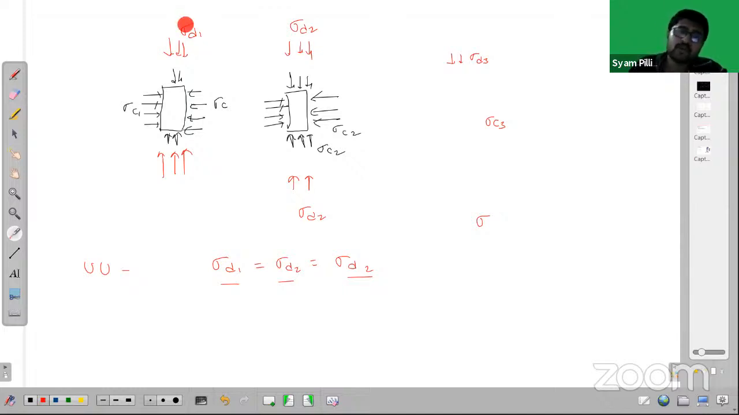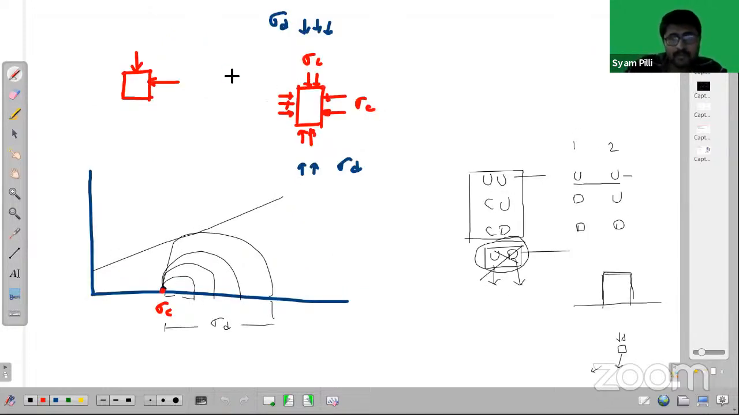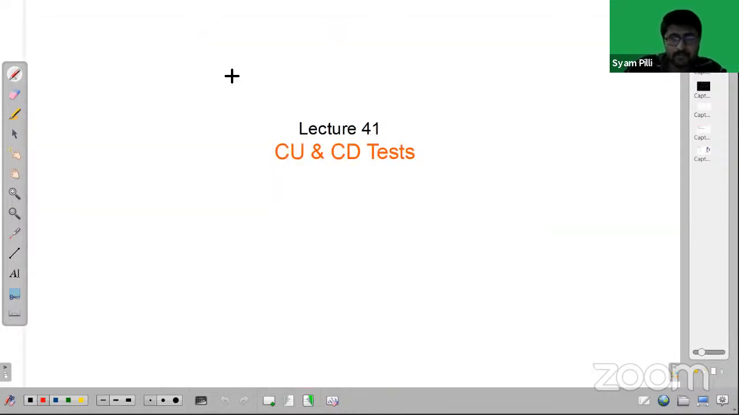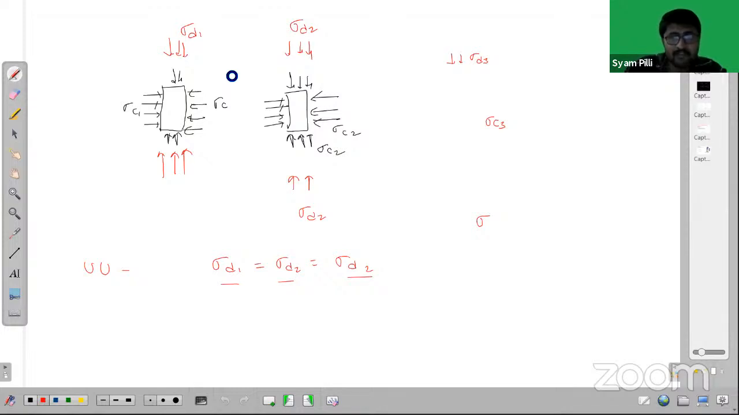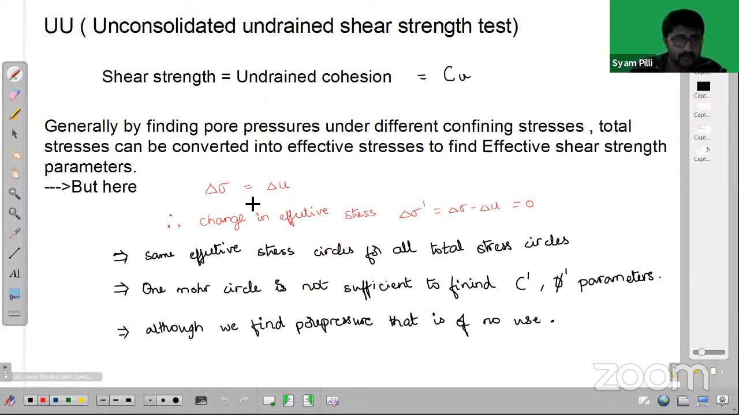Now this total stress, whatever I am giving, is all converted into pore water pressure only. So this delta sigma, the additional stress that we are giving, is converted into pore water pressure only. If delta sigma, the total stress change, is equal to the pore water pressure change, then the effective stress is 0, right? That is what it means.